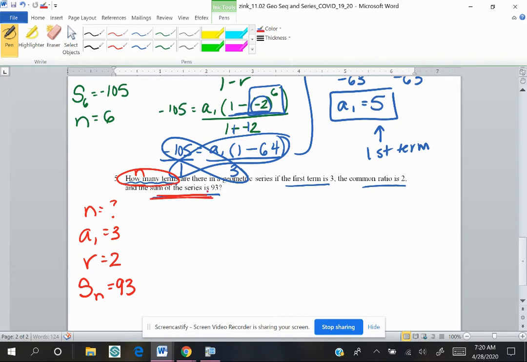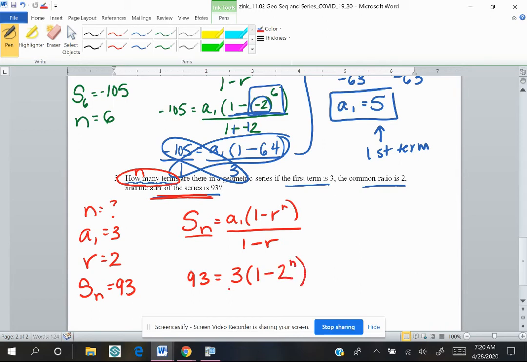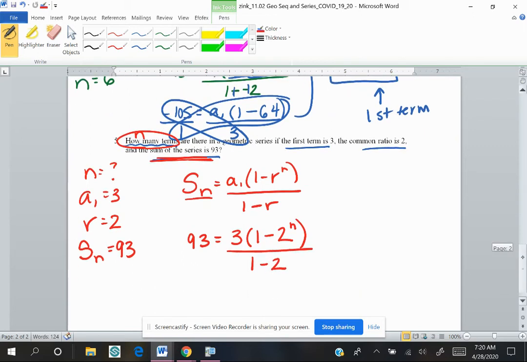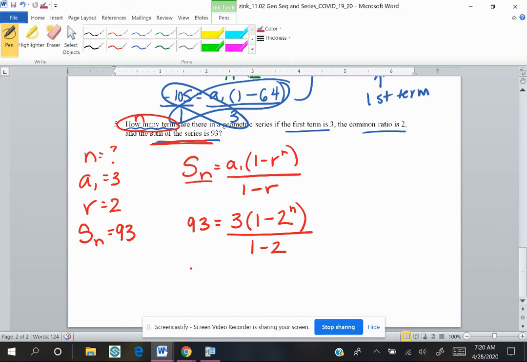Again, since I'm given the sum, not the nth term, I want to start with my sum formula: a sub 1 times the quantity 1 minus r to the n, all over 1 minus r. Let's sub in what we know. S sub n, the sum of the n terms, is 93. The first term is 3. Our common ratio, r, is 2. We don't know n. So let's simplify here. We've got 93 equals 3 times, nothing we can do to simplify there yet.